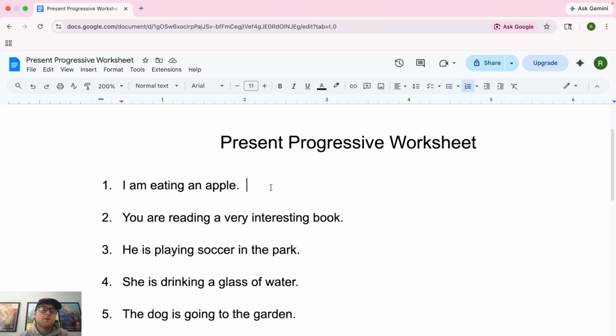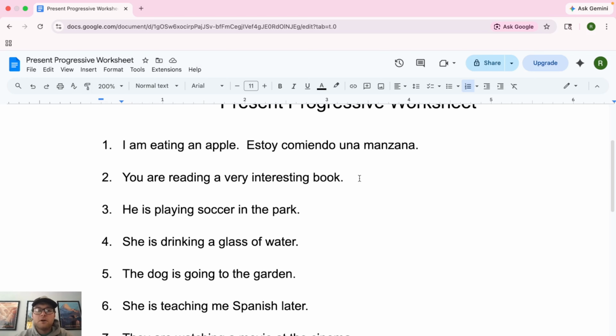All right, so the first one, numero uno, I am eating an apple. Okay, for this one, the verb is comer, so that's an ER ending, so it's going to be yendo. But first we have to translate I am, which is estoy comiendo una manzana. Estoy comiendo una manzana.